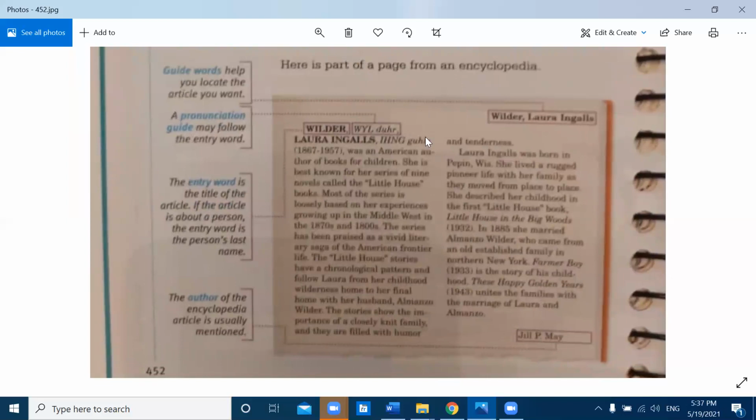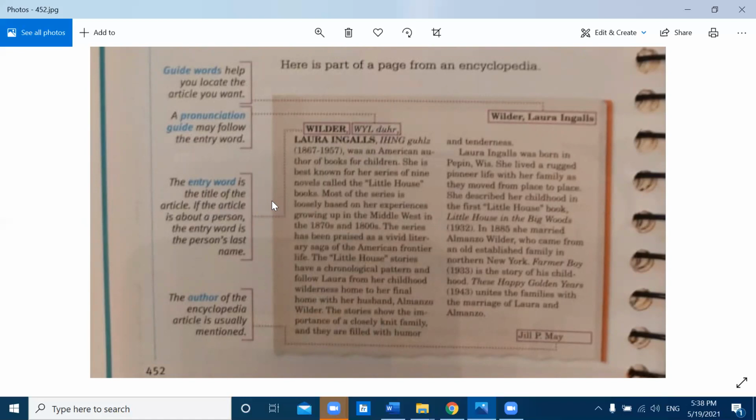Just like we have guide words in a dictionary, we have guide words in an encyclopedia that have the words at the top of the page to help you find the article that you want. Sometimes, but not always, there's a pronunciation guide to tell you how to say the word that you are looking up. The entry word, just like in the dictionary, is the title of the article, or in our case in the dictionary, the word that we are looking up.